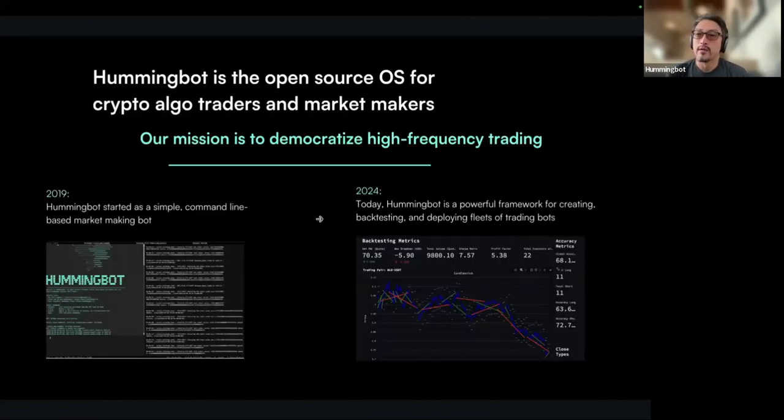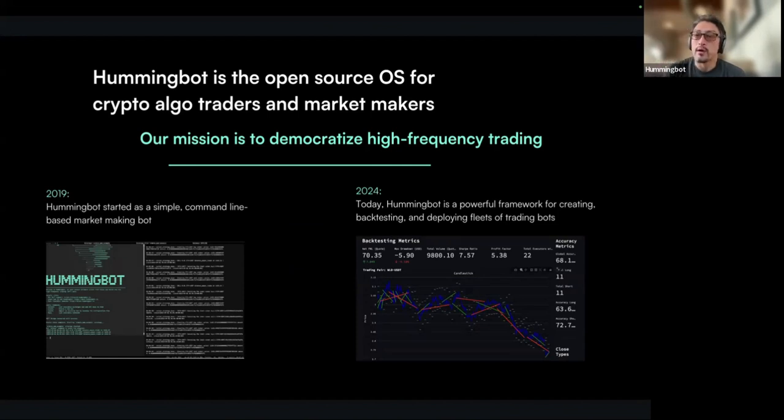So first of all, the reason we teach this course is because Fede and I are the leaders of Hummingbot. Hummingbot is an open source project. It's one of the leading frameworks that people use in crypto to build trading bots or something automated that helps you automate your strategies. It started about 5 years ago. Back then, it was a simple command line tool. And today it's gotten more powerful.